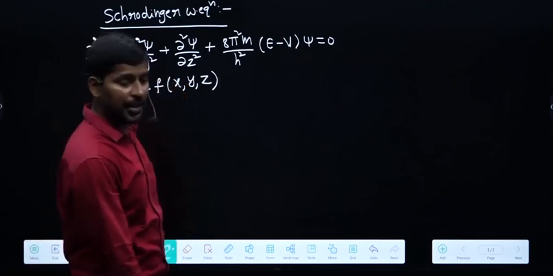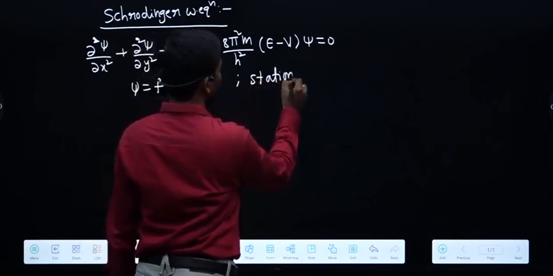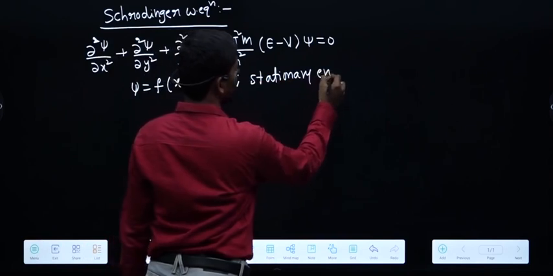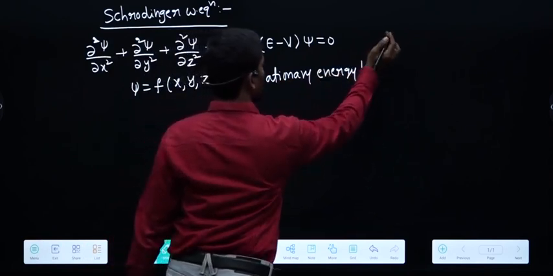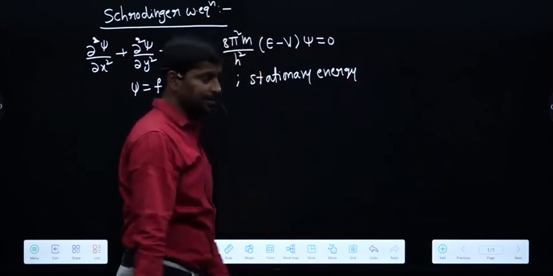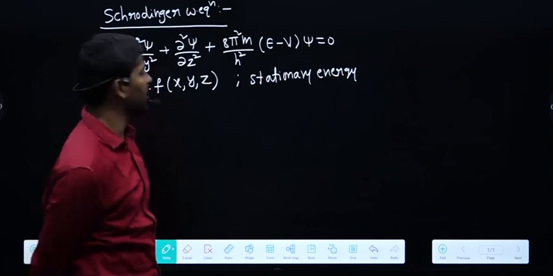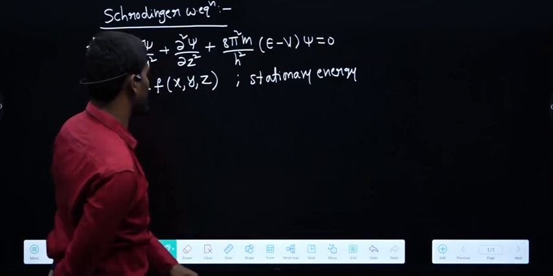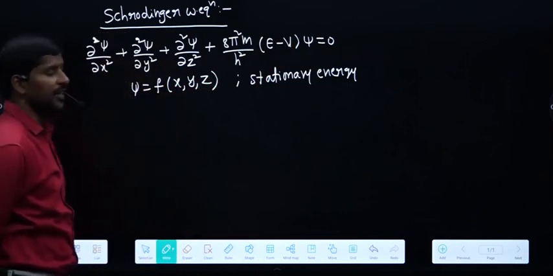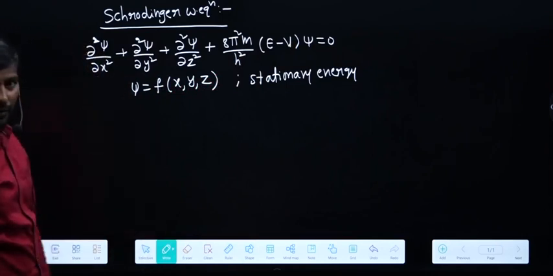As psi is independent of time, it deals with stationary energy levels. At a particular time, what about various energy levels possible? Stationary energy levels. That's why the Schrodinger wave equation follows conservation of energy. Here E is the total energy and V is the potential energy. This is the Schrodinger time independent wave equation.